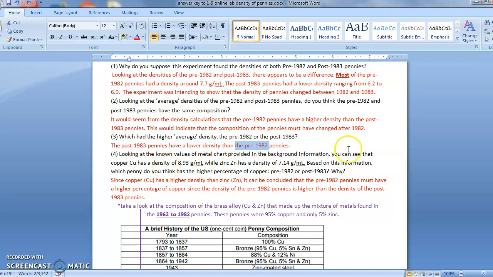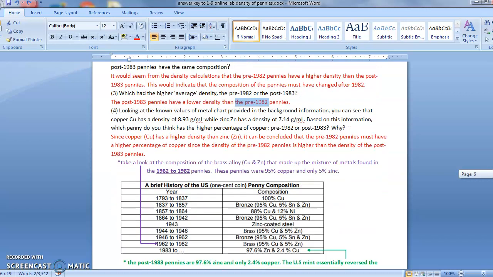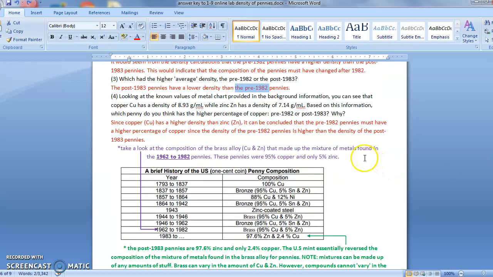What does that mean? We'll take a look here for just a second as we get to question number 4. Knowing that the post-1983 has a lower density than the pre-1982, and knowing that copper metal has a density of 8.93 and zinc is 7.14, it would lead us to believe that the older pennies must have had more copper in them because their densities were higher.